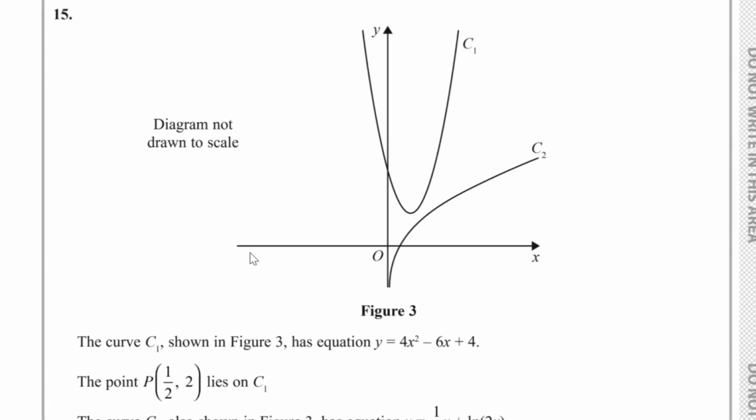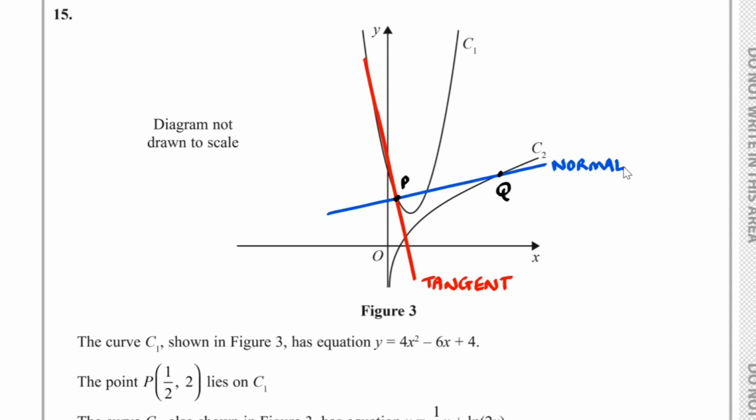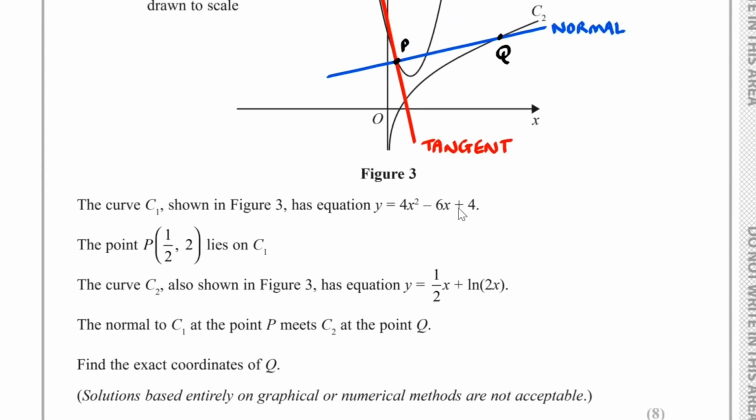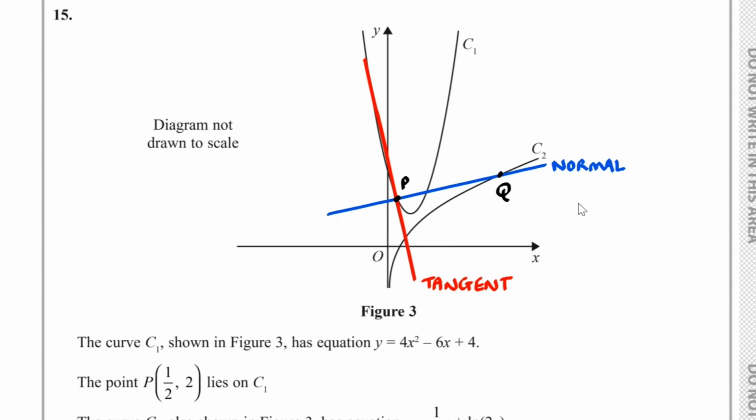Well, let's draw a diagram to illustrate what's going on. Here is a diagram which illustrates what we know so far. We've got the tangent to C1 at the point P, and then we've got the normal to C1 at P, and the normal intersects C2 at the point Q. We need to find out the coordinates of Q. Now, before we do anything else, we need to find out the gradient of the tangent and use that information to find the gradient of the normal, and then we can find out the equation of the normal and find out where that equation intersects C2.